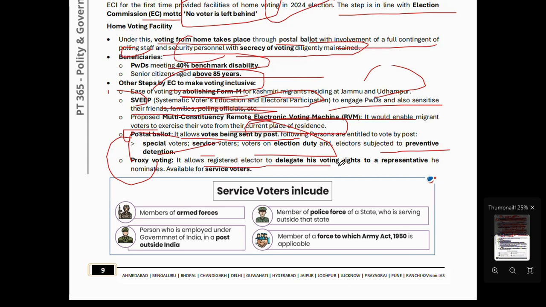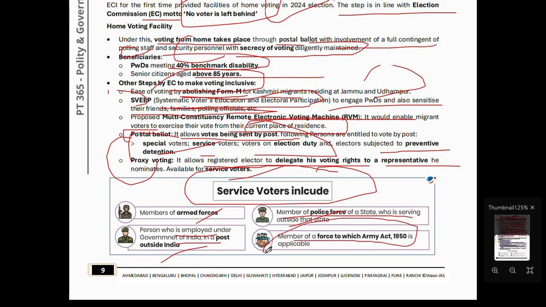Who is included as a service voter? This is an important question. Members of the armed forces, persons employed under the Government of India in a post outside India, members of a state police force serving outside the state, and members of a force to which the Army Act 1950 is applicable. That is a service voter in India.